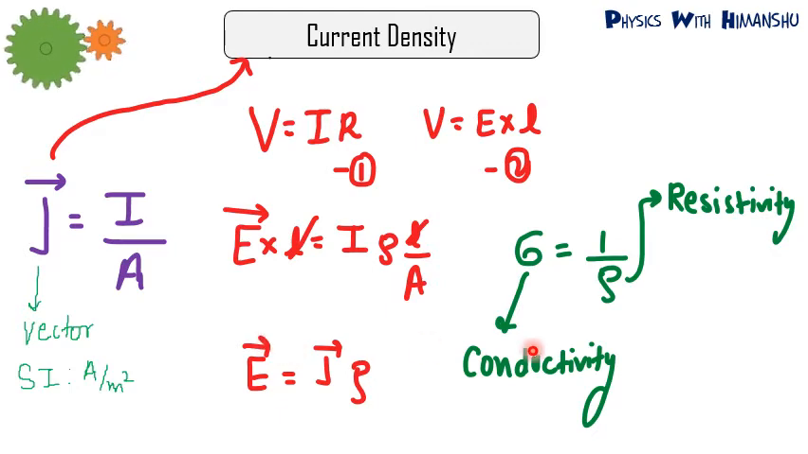Also, there's an important parameter, that is conductivity. So sigma is conductivity and it is equal to 1 upon rho, where rho is resistivity. So you have to remember all these important relations. I'm again telling this, all relations are very important.